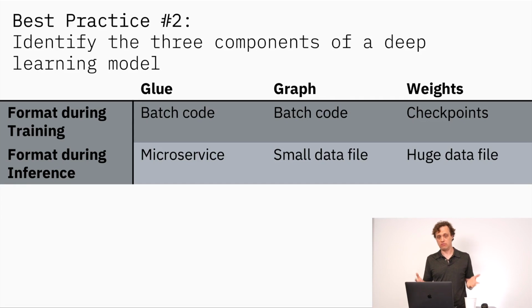Now the format of these artifacts is changing as we move from training to inference, and during the lifetime of a model, the model is going to be retrained over and over again. So you're going back and forth between these 2 different formats. And we need to manage that change back and forth.